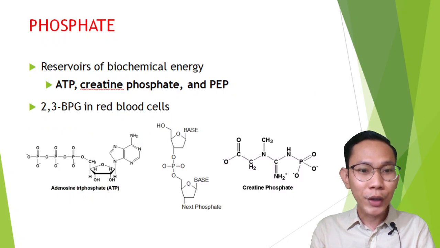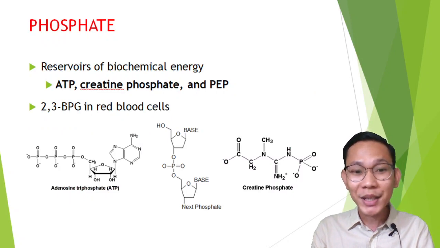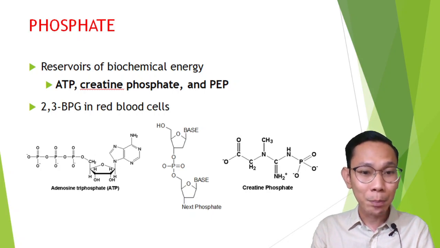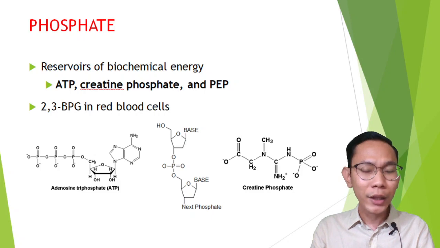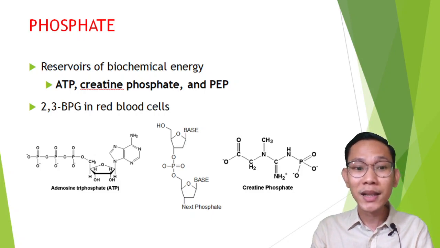Here, your phosphate is said to be the reservoir of your biochemical energy, including your ATP, creatine phosphate, and your phosphoenolpyruvate. All of these substances are composed of your phosphate. And also your red blood cells. Your red blood cells have 2,3-BPG, which is your 2,3-bisphosphoglycerate.